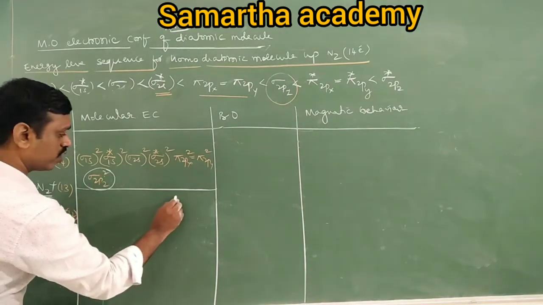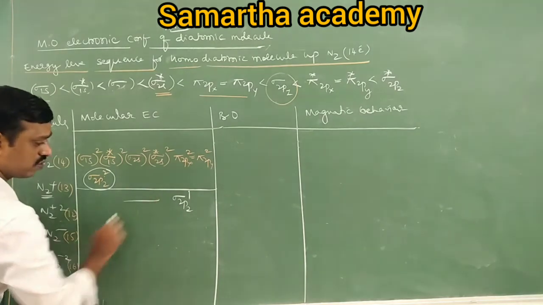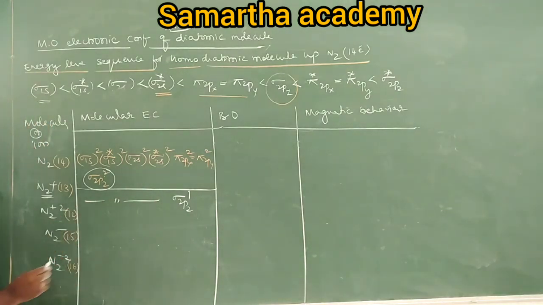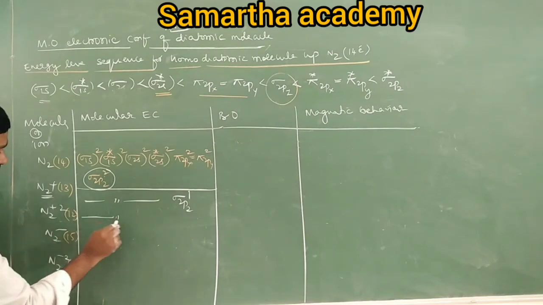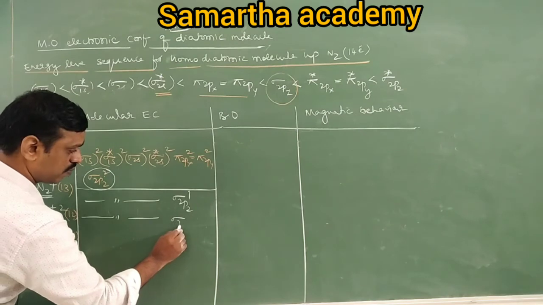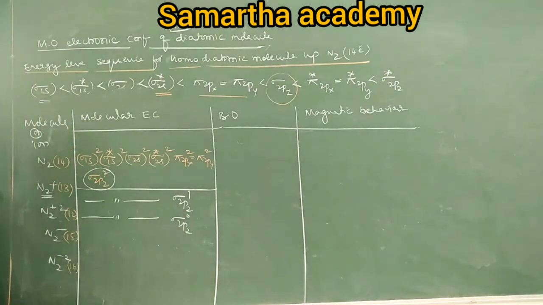Therefore everything is the same. I'll write only the last one: sigma 2pz1. This is the same, no? Next, here also everything is the same. Now here, 2 electrons are lost from where? Sigma 2pz0. Next here is what?